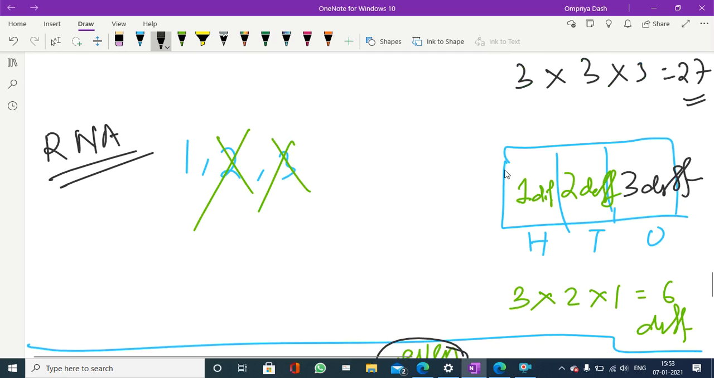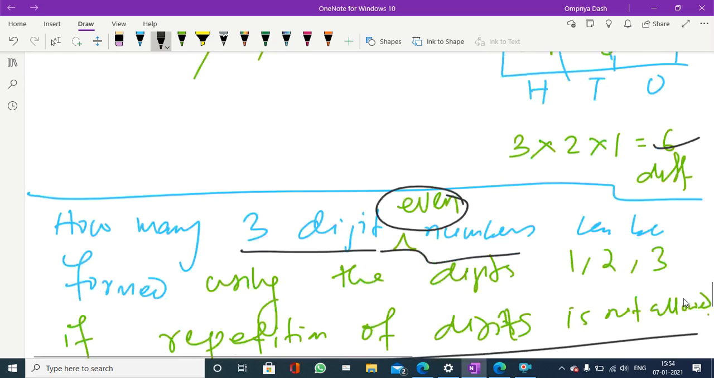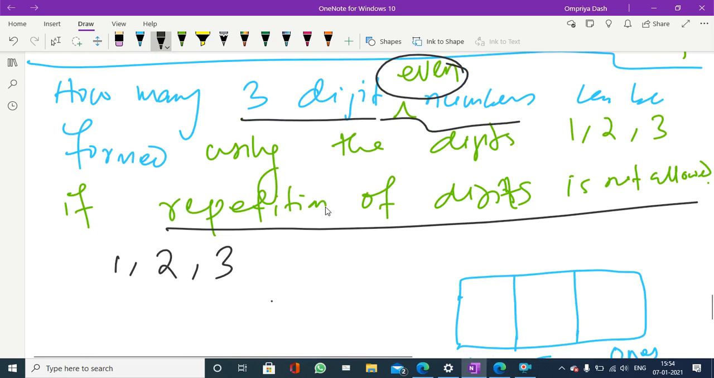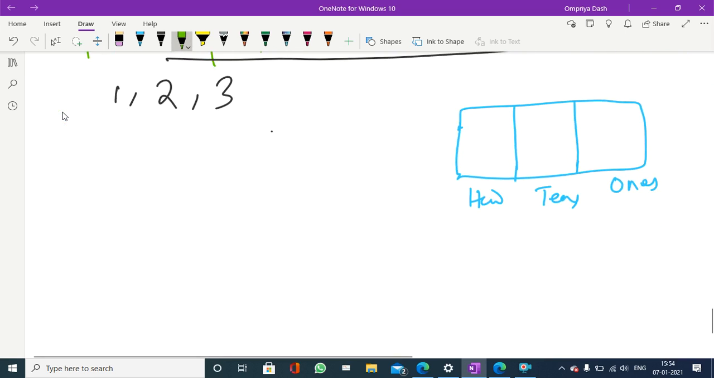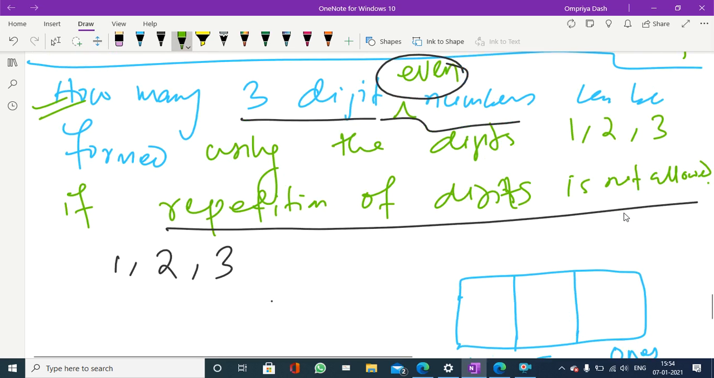Here also, if you filled the 100 place first, then the tens place, then the ones place, you will do 3 into 2 into 1. You will get the same 6 as an answer. But in this question, there is a restriction in the ones place. What is that restriction? I want to form an even number, a 3-digit even number.